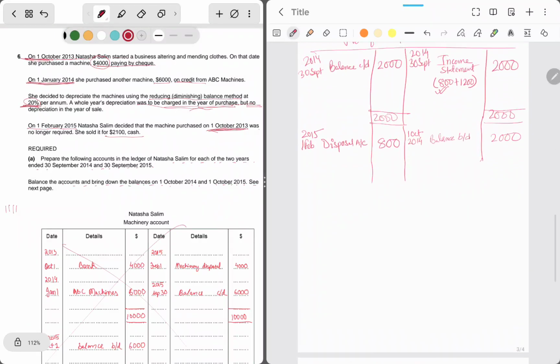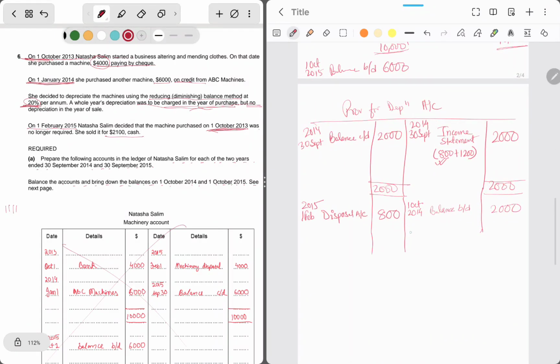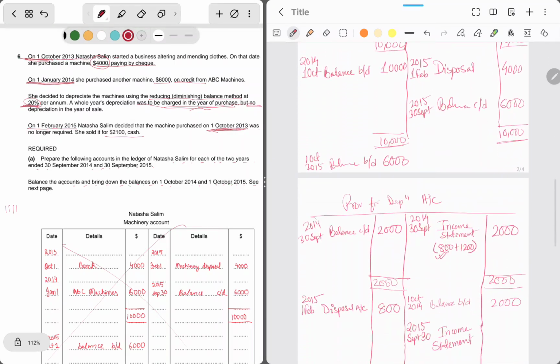That means at the year end we are going to charge depreciation on this machinery. Once again we write down 2015. This is September, which date? 30, September 30. We are going to write here income statement. This time we are going to charge depreciation, but only on the machinery of value $6,000.